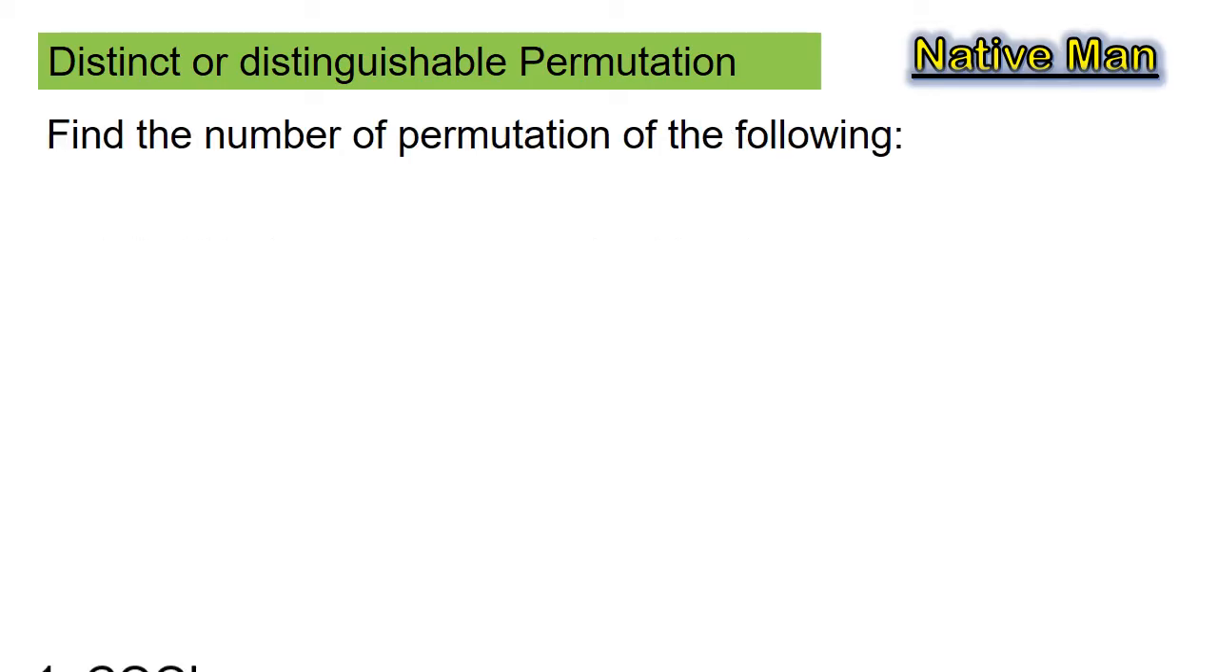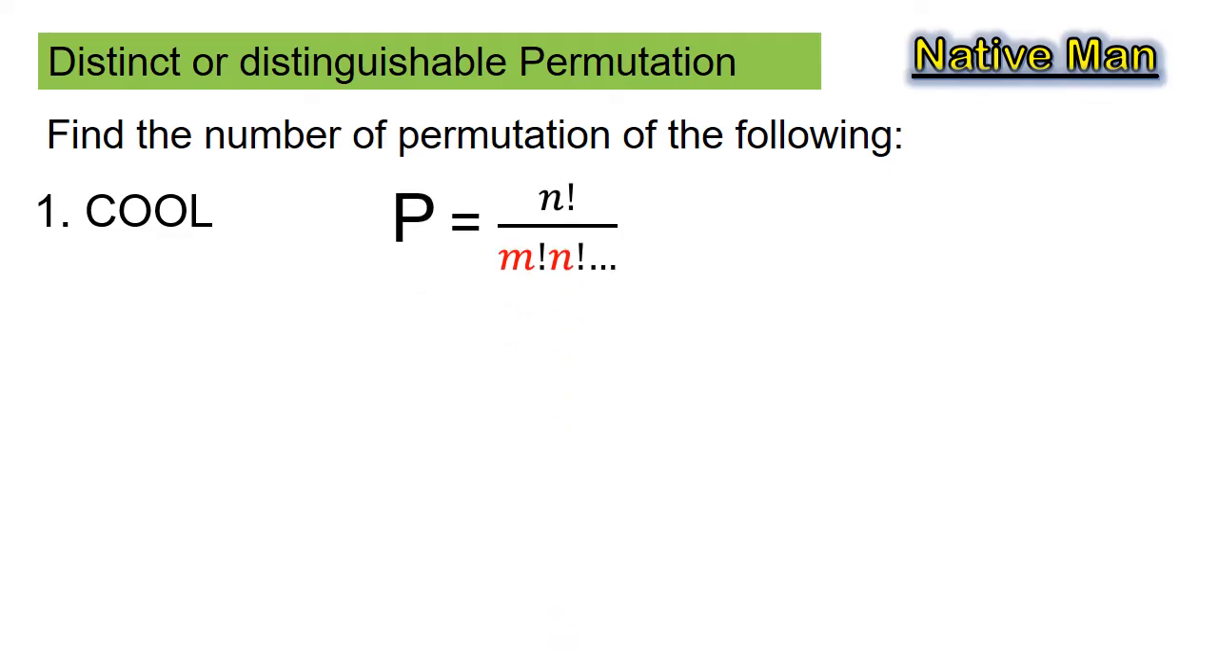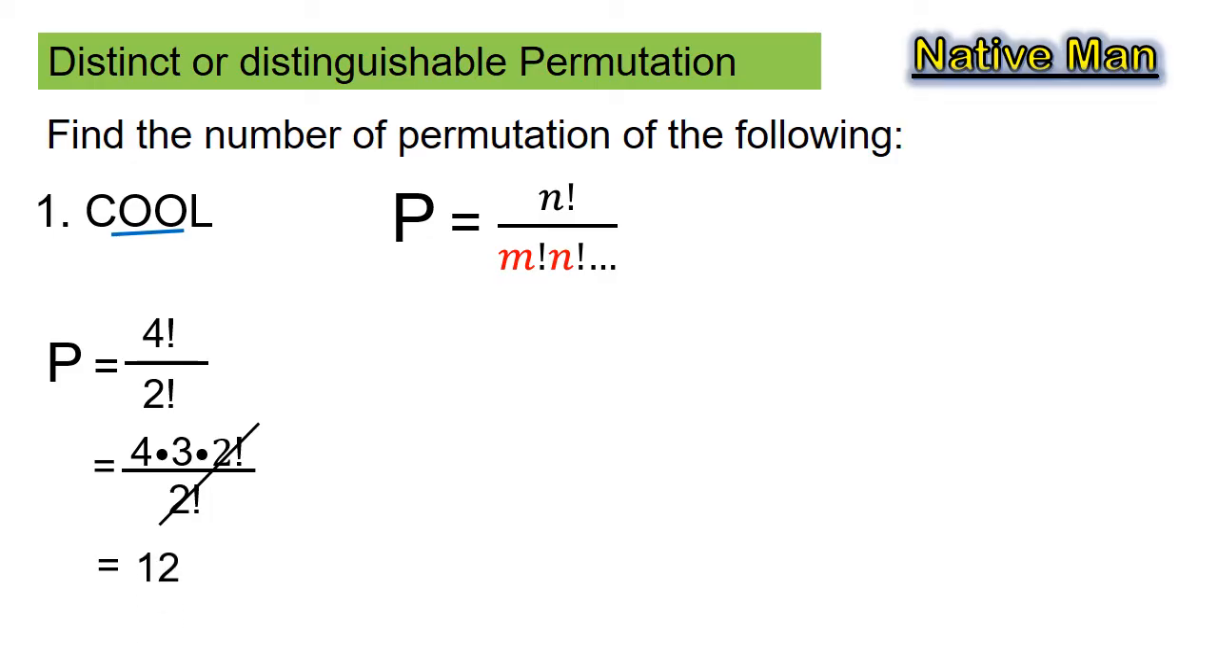Okay, so for number 1, yung easy muna tayo. We use the formula P is equal to n factorial over m factorial, n factorial. Okay? So, yung word na COOL. P is equal to, sa COOL, there are how many letters? There are 4. So, 4 factorial over, ilang pong letters yan magkapareho? Yung O lang po, dalawa. So, over 2 factorial. To simplify, 4 factorial is equal to 4 times 3 times 2 over 2 factorial. Again, nag-end ako sa 2 factorial because we can cancel 2 factorial. So, sa numerator, ang remaining is 4 times 3 is equal to 12. So, there are 12 distinguishable permutations.